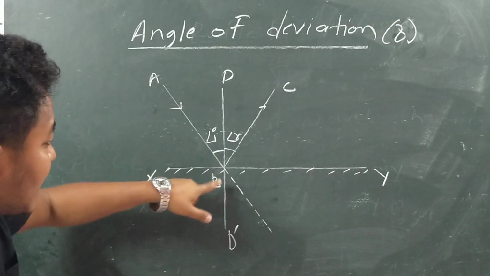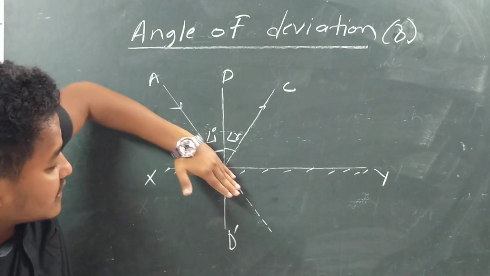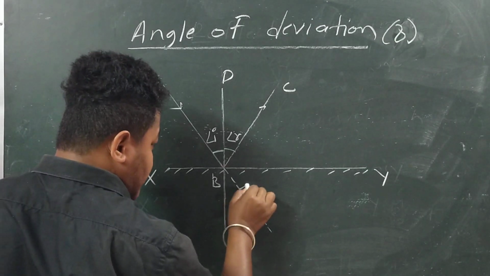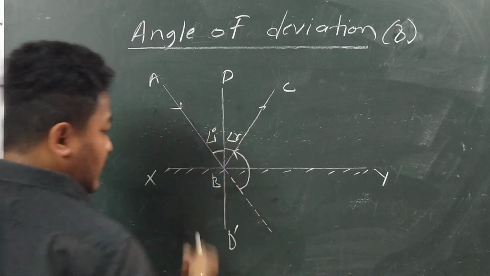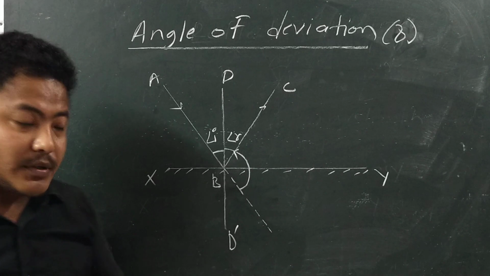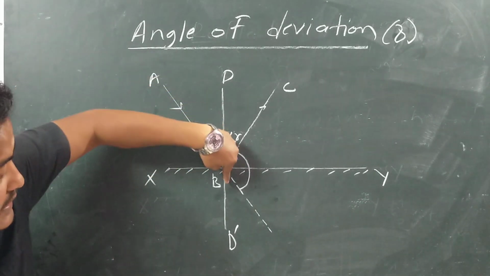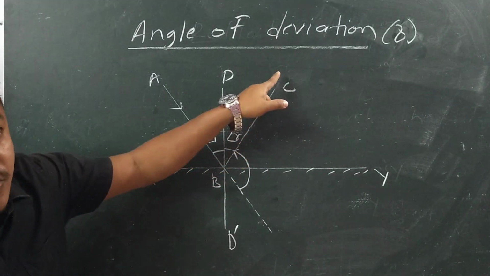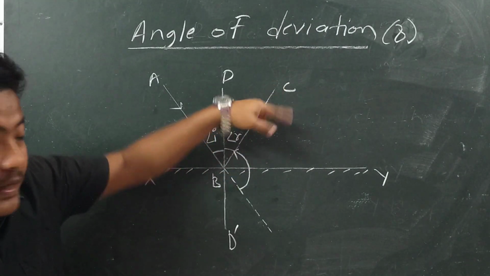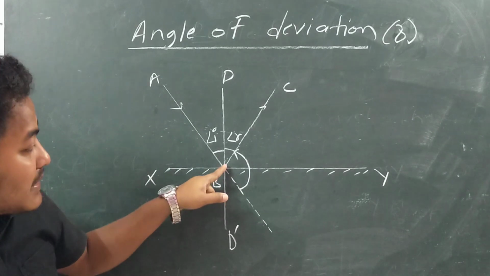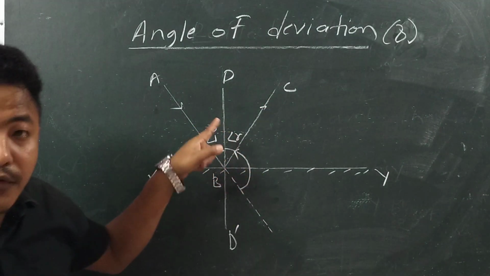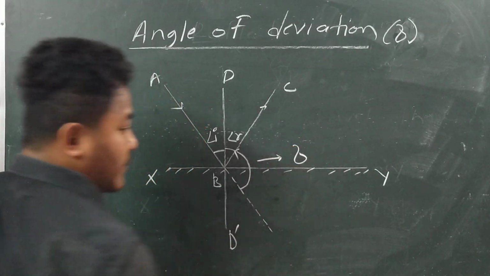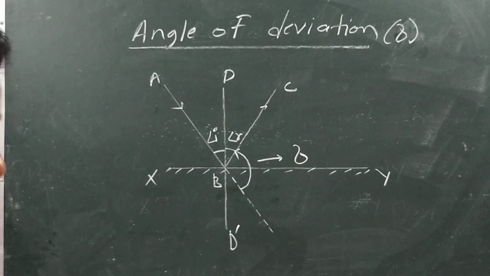Now, as this ray has struck the surface, this ray will be bending this way. That means how many angles? It is producing this much of angle. You getting my point? In this angle, this ray has been bent in this direction. This ray has been bent in this direction by making this much of angle. So this angle is called angle of deviation. We express it as delta. Okay?